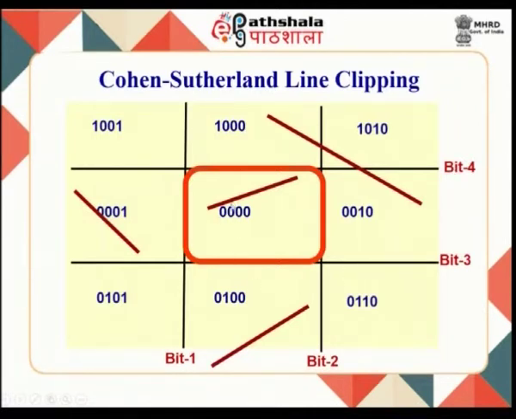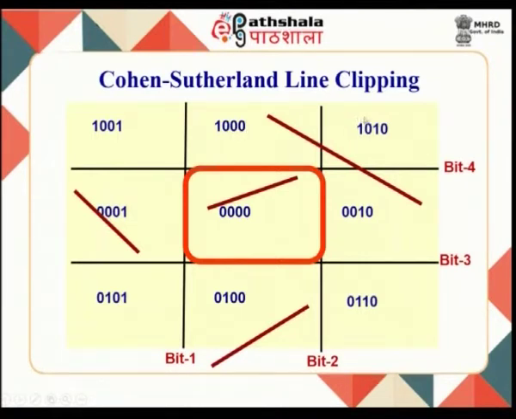That means for the central region, the region code is 0000, indicating that it is the central region. For the left region, the left bit is set, 0001, the 1 indicates the left region. This is left to the central region, so this bit position is set, and that is why its region code is 0001. For the right region, 0010 indicates that the right bit position is set. Similarly, the bottom region has region code 0100 and the top region has region code 1000.